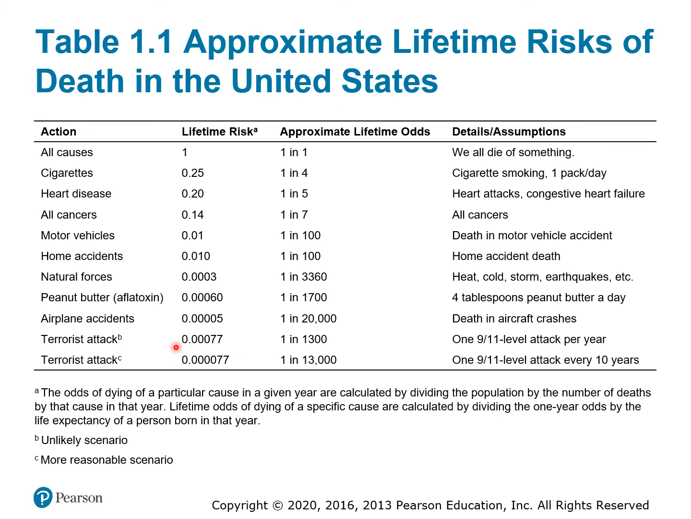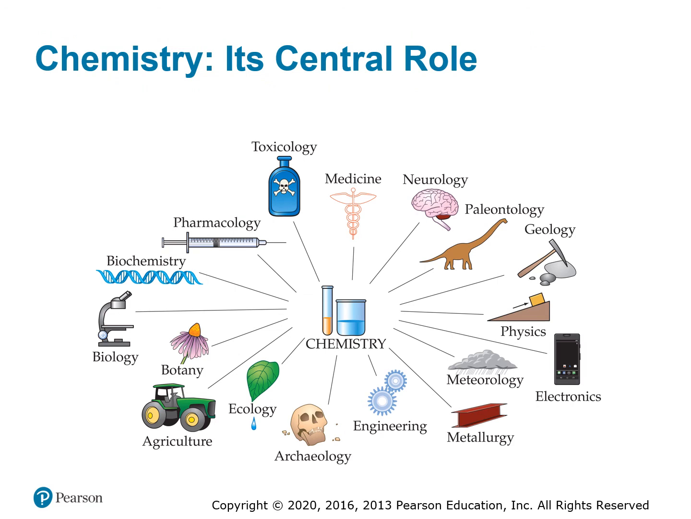So for example, the lifetime risk is 1 in 1 chances, and the assumption is everyone dies of something. Then you have something like heart disease, which is a medical condition, and the lifetime risk is 0.20, and the approximate lifetime odds are 1 in 5, and the details are heart attacks or congestive heart failure. So this is how people can approximate the lifetime risks. The milk example explains it better.